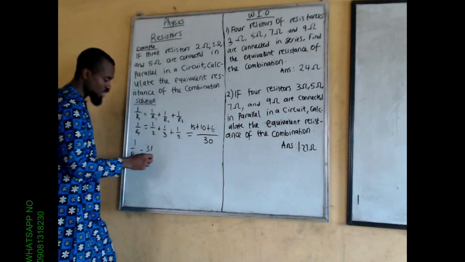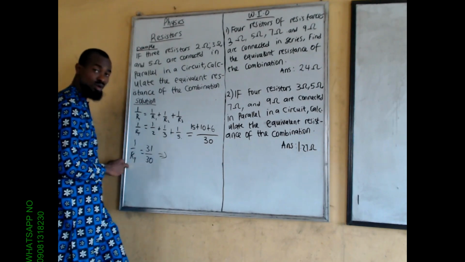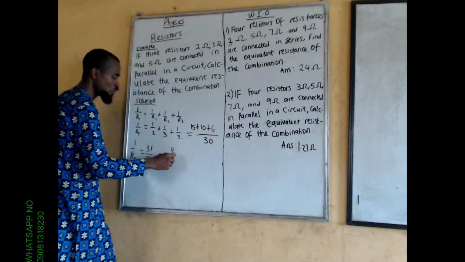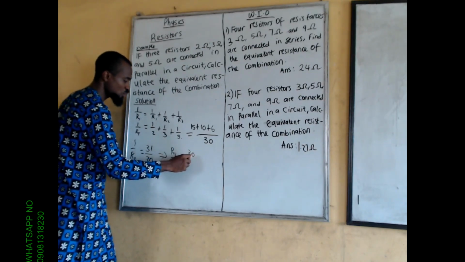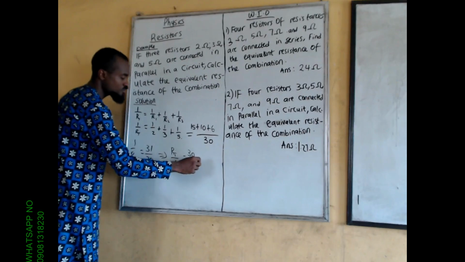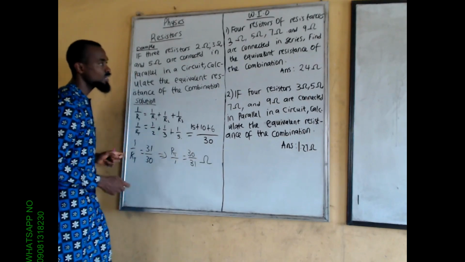We are not looking for 1 over R total, we are looking for the equivalent resistance. So take the reciprocal on both sides, and R total over 1 becomes 30 over 31. So this will give us our equivalent resistance.